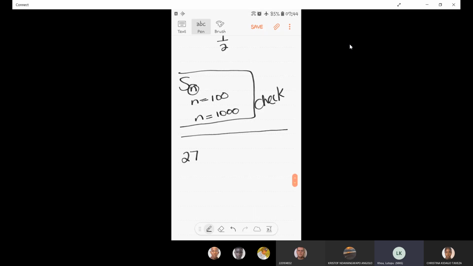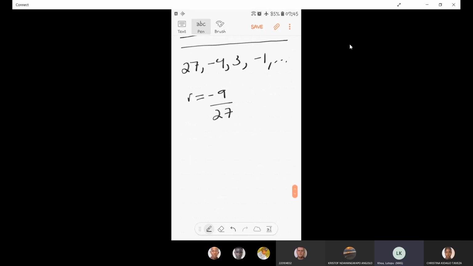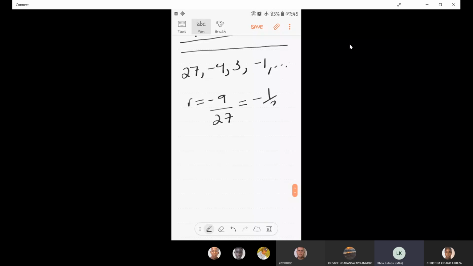We have 27, -9, 3, and -1. And we are asked to find the sum to infinity. So again, what we do, we need to check if the sum exists or not. So do not just assume it exists and then substitute into your formula. What you might get might not be true. So what you do is you check, you work out r. You know that r is -9 divided by 27. So this is just -1/3.